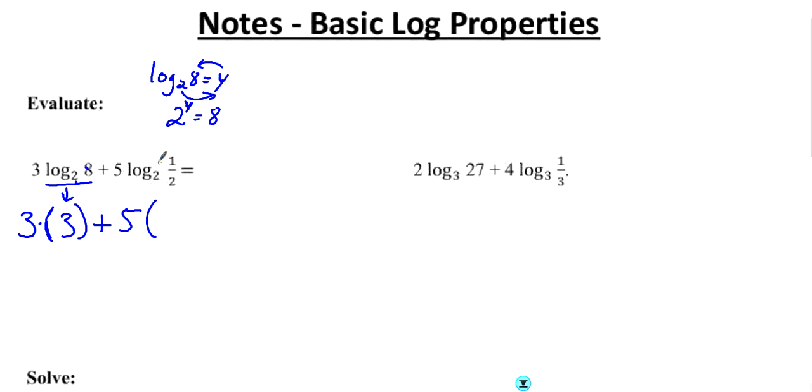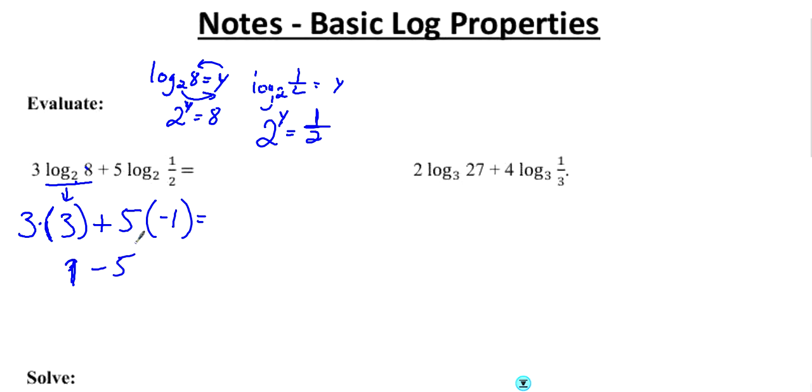Plus 5 times, and evaluate the same thing. Again, log base 2 of 1/2 equals y. So 2 to the y power equals 1/2. What power do you take 2 to get 1/2? That's the negative 1 power. So this is 3, this is negative 1, so 3 times 3 is 9. And 5 times negative 1, so this is 9 minus 5. And 9 minus 5 is 4. So this is 4.